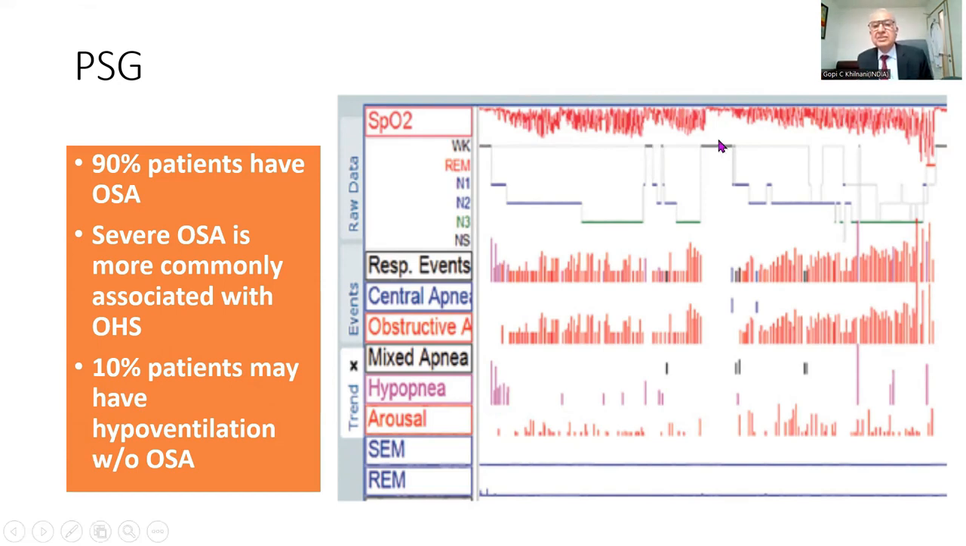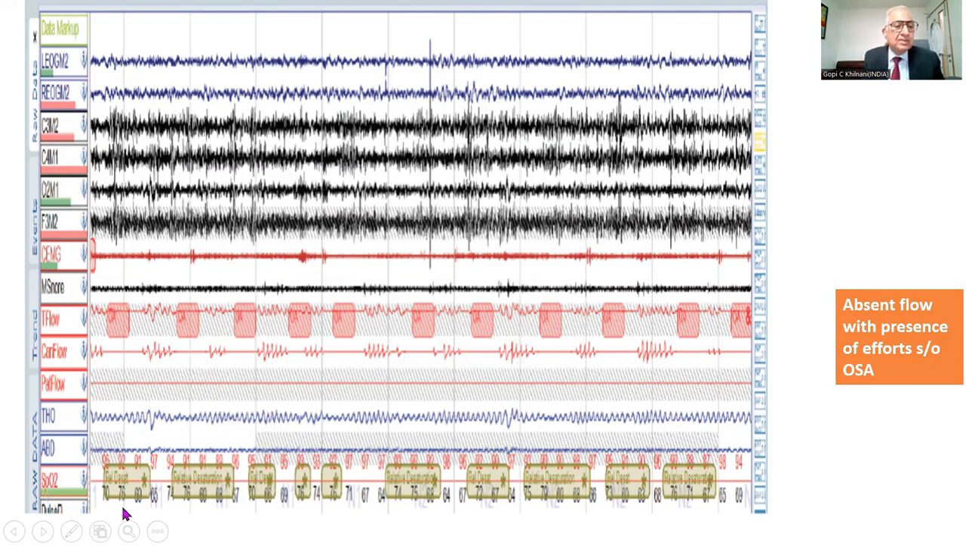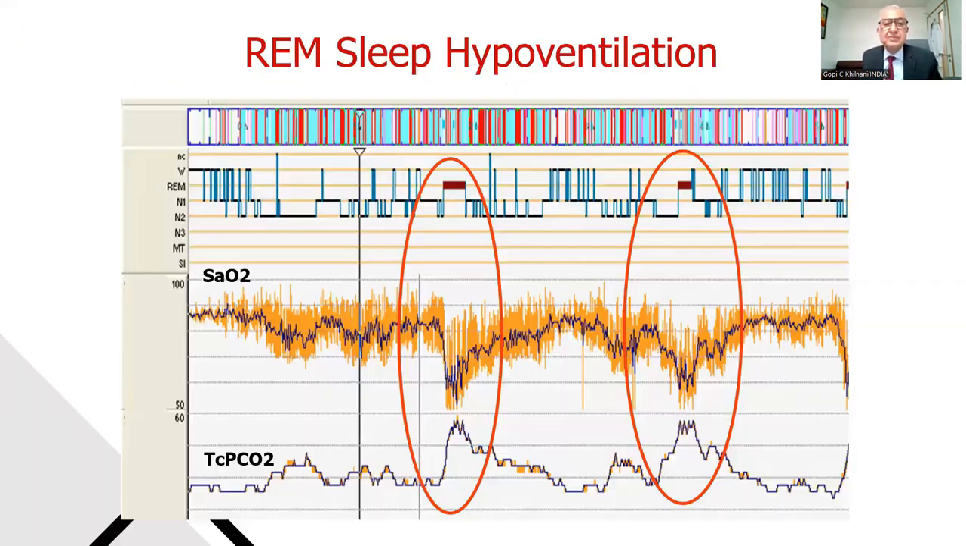So this is the REM sleep that you can see. There is absent flow, and the CO2 goes up and oxygen goes down. Here you can see the effect of obesity hypoventilation syndrome, as well as the coexistence of obstructive sleep apnea. You can see that oxygen goes down and CO2 starts rising up to 60 and 70 in the night, which can be measured by end-tidal CO2, and can also be measured percutaneously.